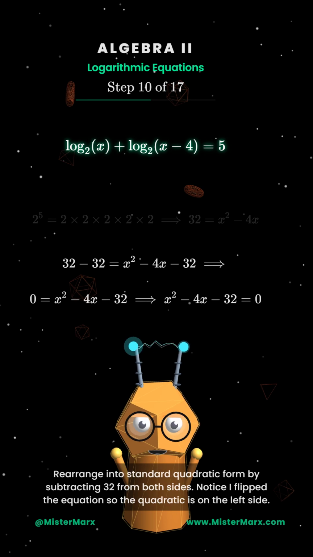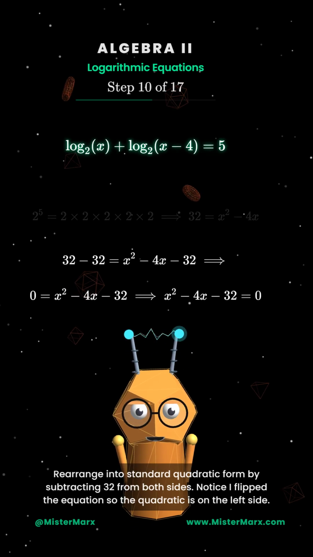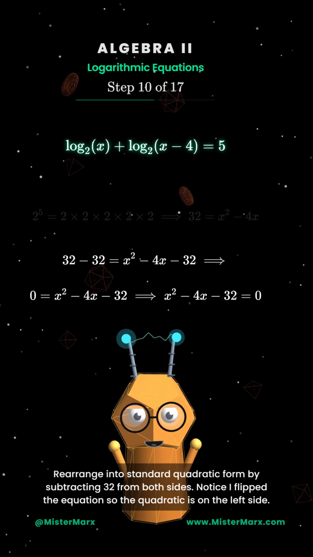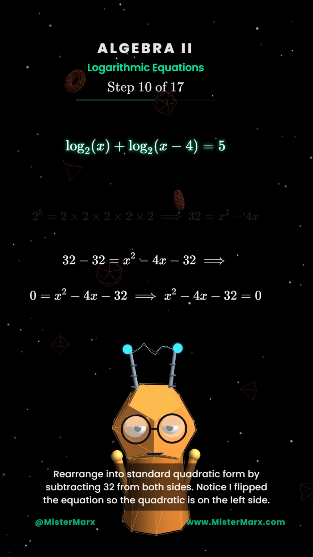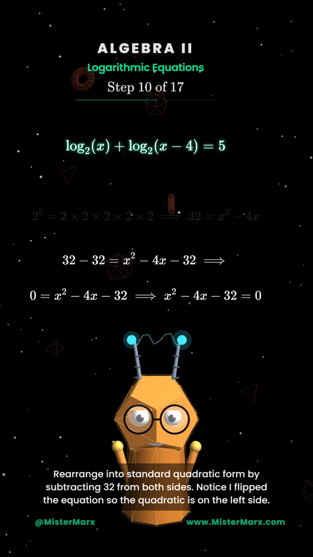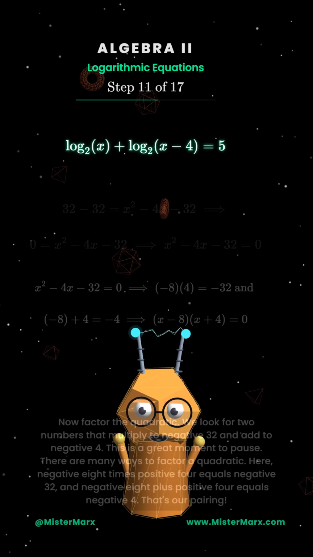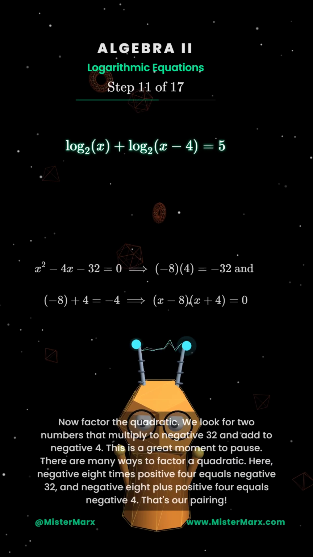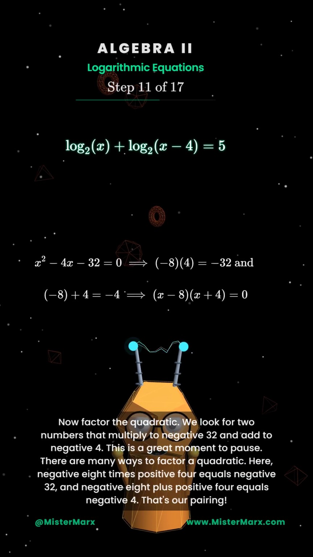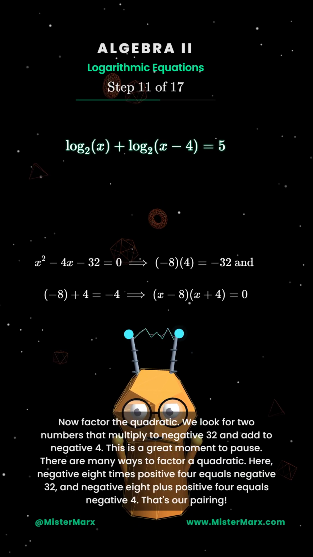Rearrange into standard quadratic form by subtracting 32 from both sides. Notice I flipped the equation so the quadratic is on the left side. Now factor the quadratic. We look for two numbers that multiply to negative 32 and add to negative 4.